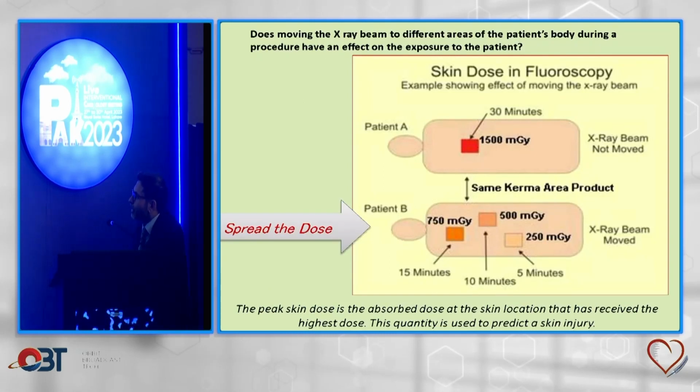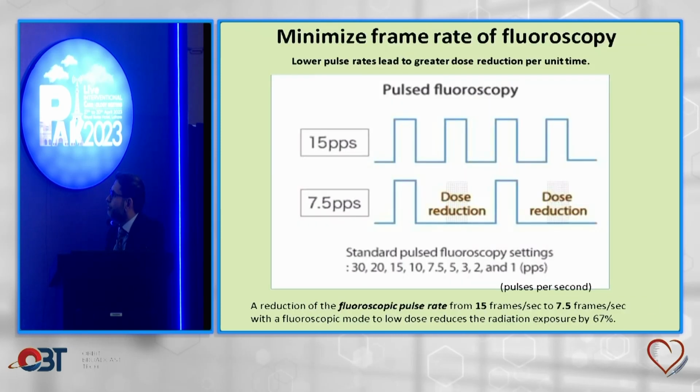Skin dose in fluoroscopy, again, very important. It's more important that you ask the technician to move the II very frequently. So this is a patient who gets exposed for 30 minutes. It's 1500 milligauss when the X-ray beam was not moved. Now the same 1500 milligauss when the X-ray beam was moved 15 minutes here, 10 minutes there, 5 minutes there, it makes a big difference, especially in the deterministic skin effects when the patient has skin effects. So it's very important that you spread the dose.